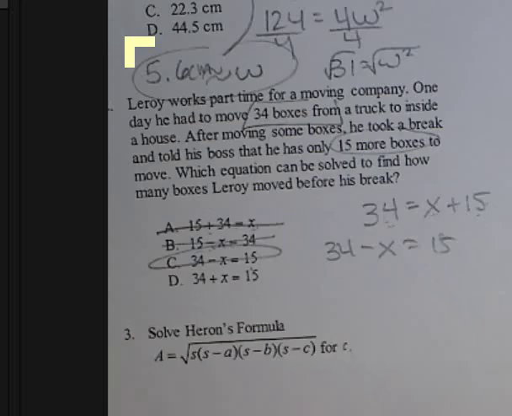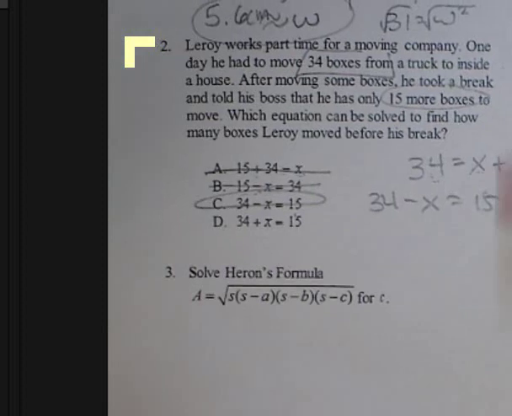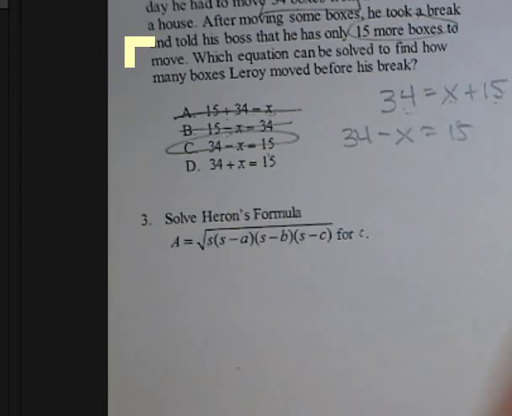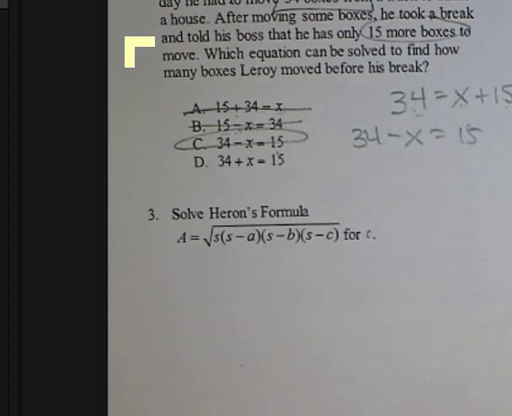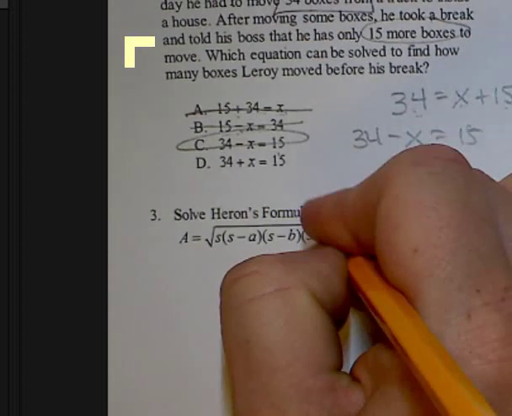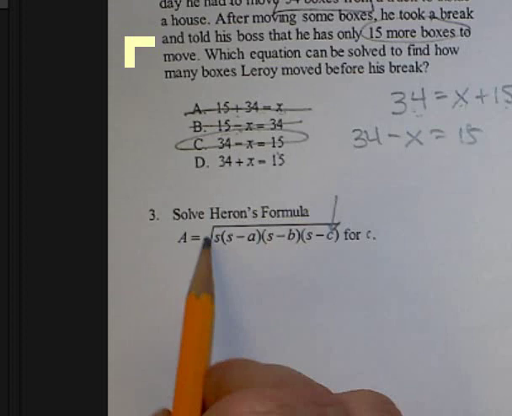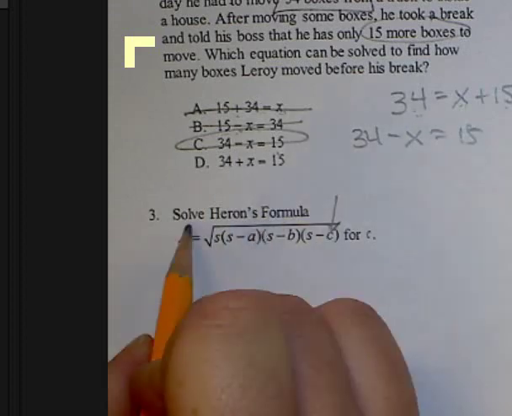Problem 15 is like one of the problems you completed in your homework today. And in this problem, we want to solve for C. So our first step is to get rid of the square root on the outside. I'm going to do that by squaring both sides.